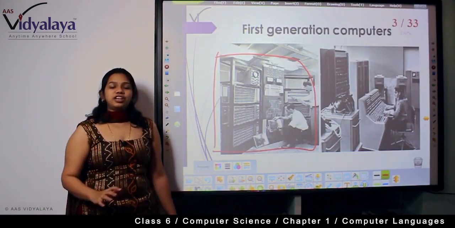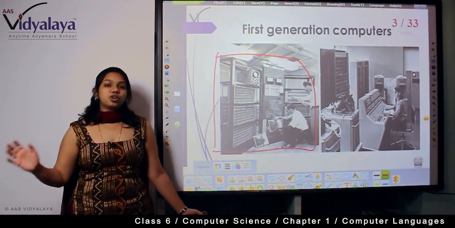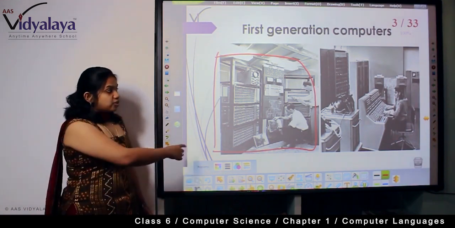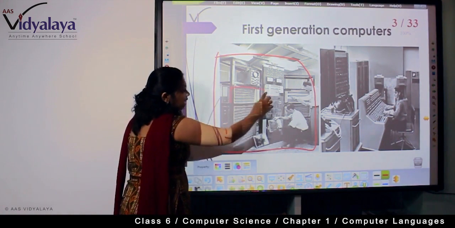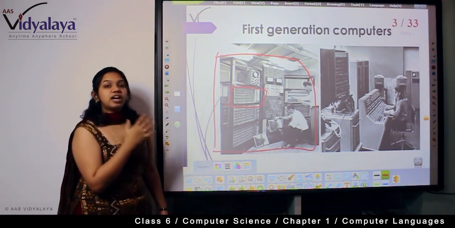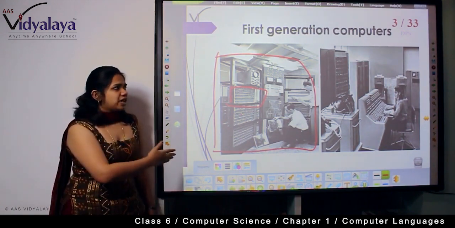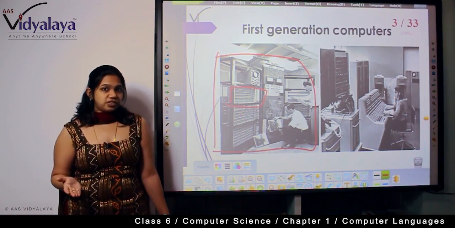The first generation computers are as huge as your classroom or as huge as a room in your house. Can you see the entire box there with so many switch panels inside? These were the computers that were launched first. These machines are nowhere related right now to the tabs or laptops that we use.